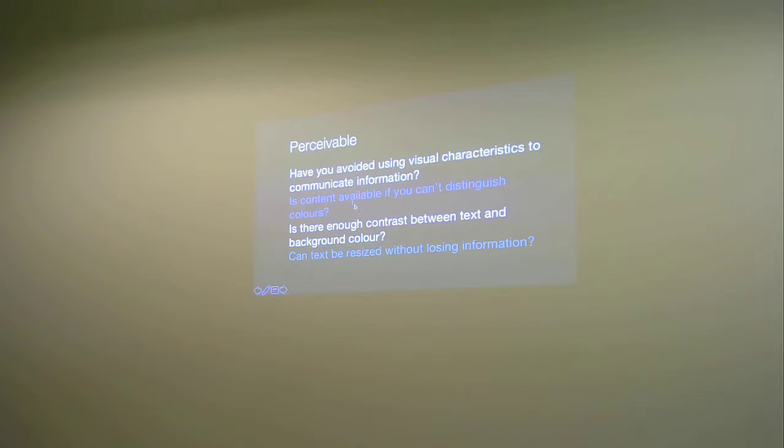So yeah, again, that's the colour issue. You have to be able to still understand it if you can't distinguish colours. And you can't use visual characteristics, or not only visual characteristics, to communicate information. For example, icons. If you're using icons to convey key information, you need to also explain it in text or by another means to ensure that people can understand it.